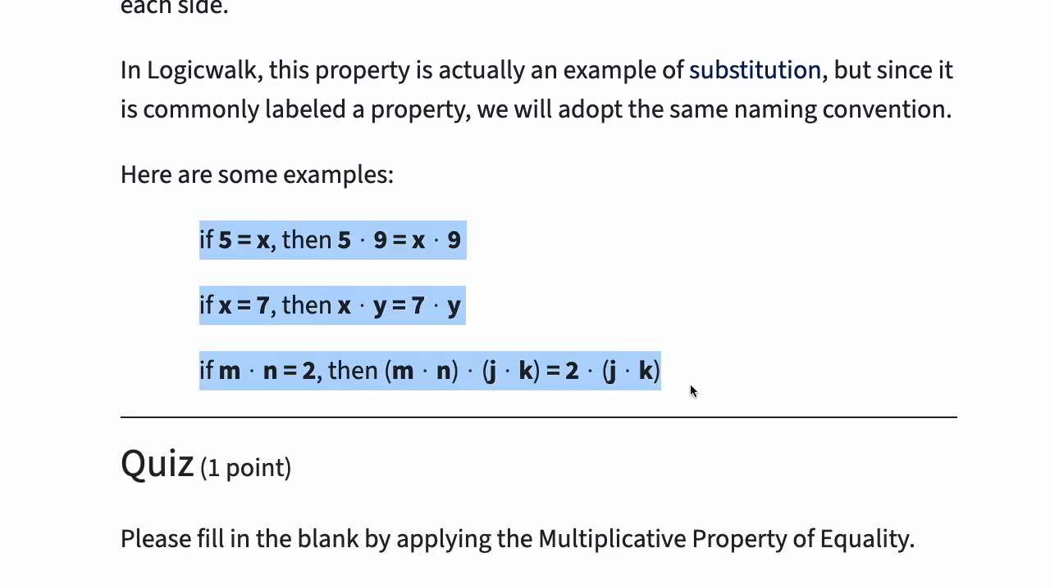Here are some examples. If 5 is equal to x, then 5 times 9 equals x times 9. If x is equal to 7, then x times y equals 7 times y. If m times n equals 2, then m times n times j times k is equal to 2 times j times k.